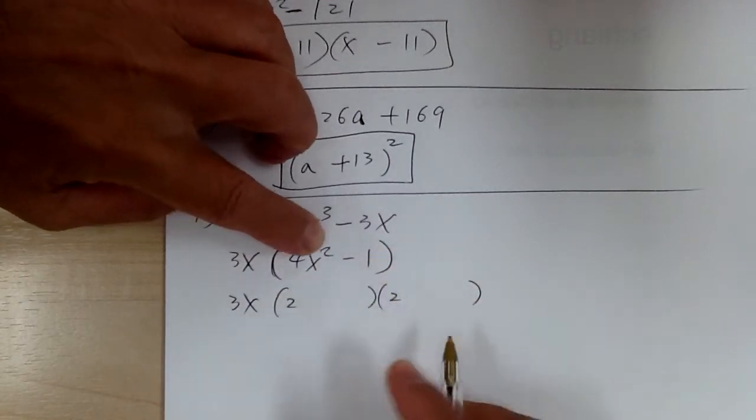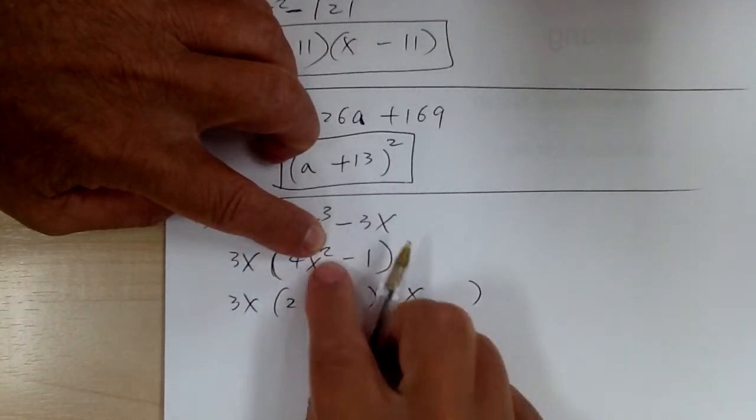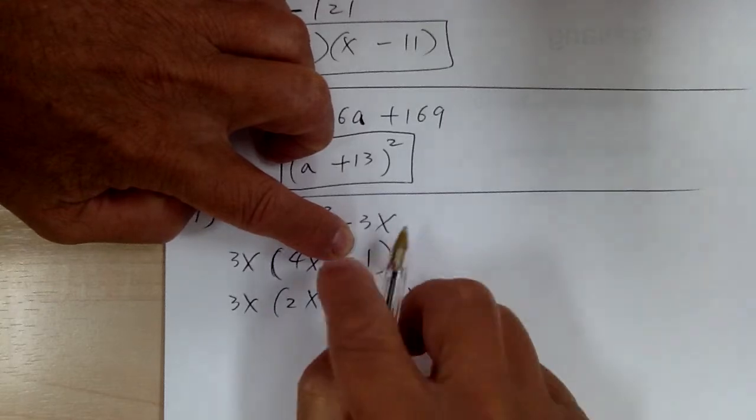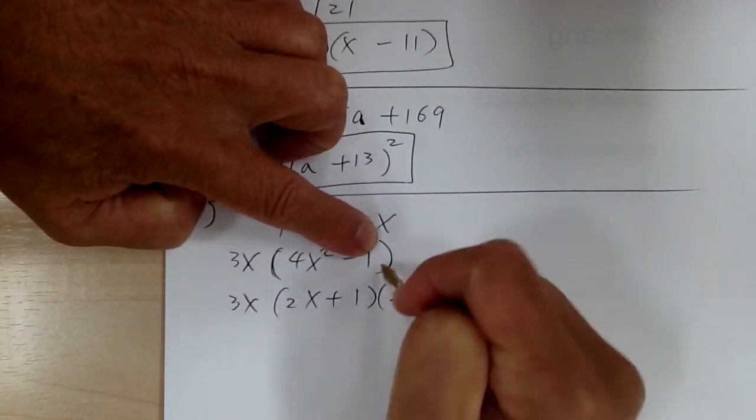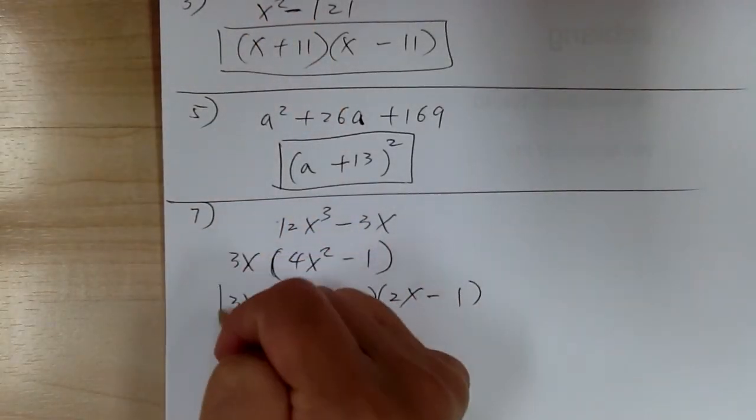2 times 2 give you 4. x times x give you x squared. Plus times minus give you minus. 1 times 1 give you 1. Okay, and so that's it.